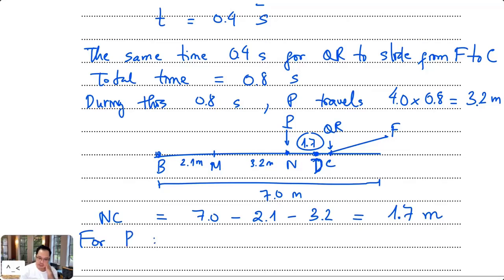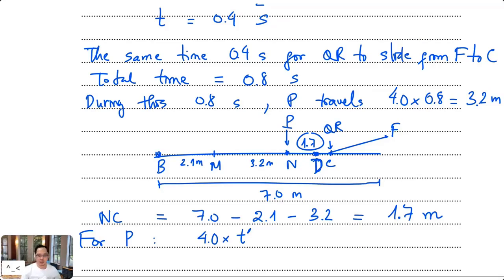For the particle P, starting from N here, we consider the moment that P is at N. The position of P will be 4.0 t', which is its speed multiplied with the new time t'. This new time t' is from this moment when it is at N, and then moving to the final position where they collide.